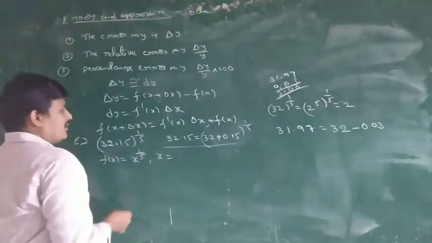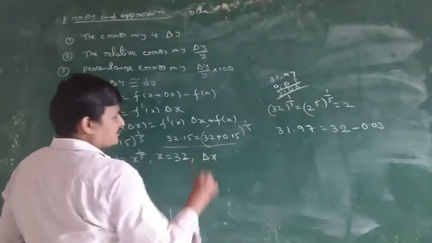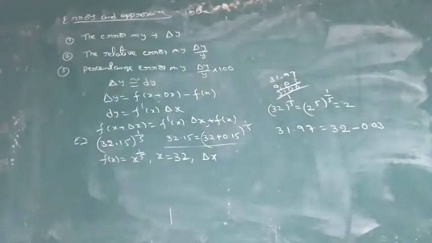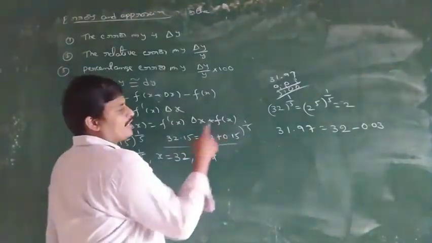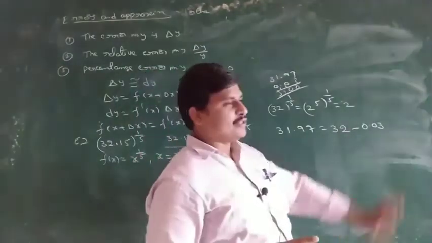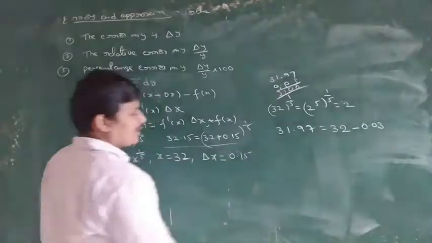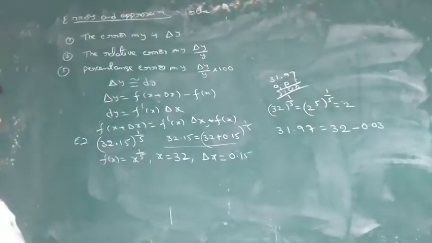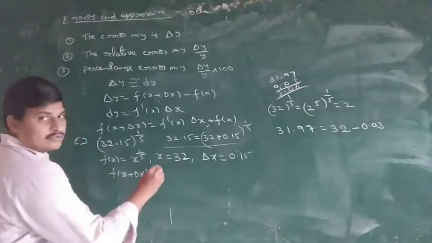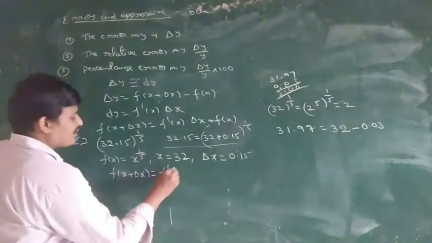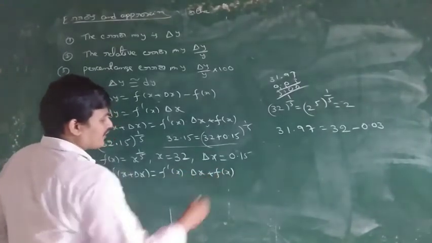So x is equal to what? x is equal to 32. Delta x is equal to what? Delta x is the remaining fraction value, plus 0.15 (or minus 0.03 in the other case). Here delta x is equal to plus 0.15. So f of x plus delta x is equal to f dash of x into delta x plus f of x.